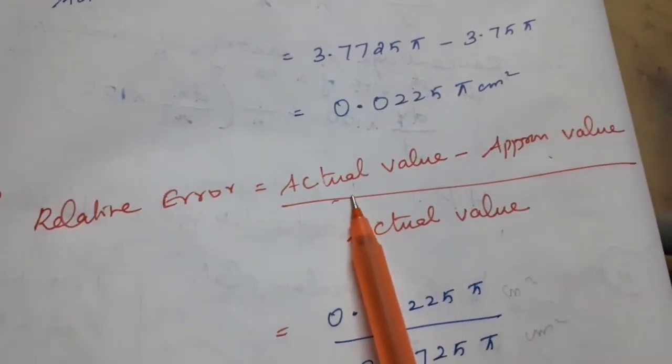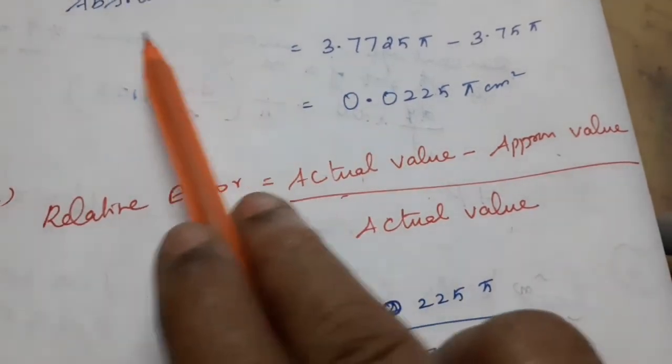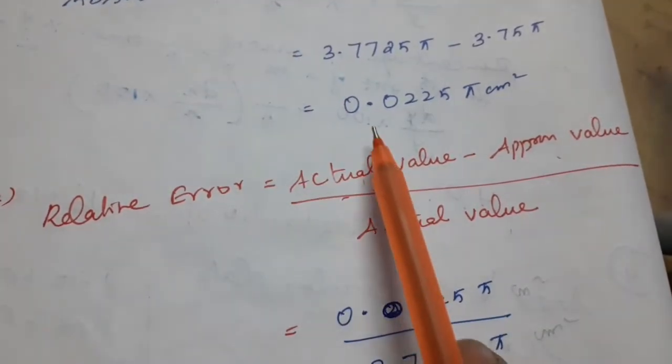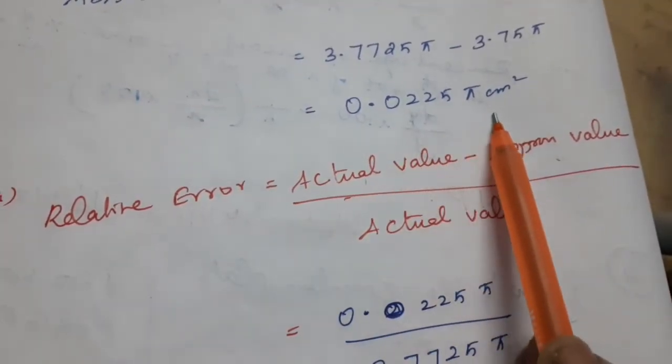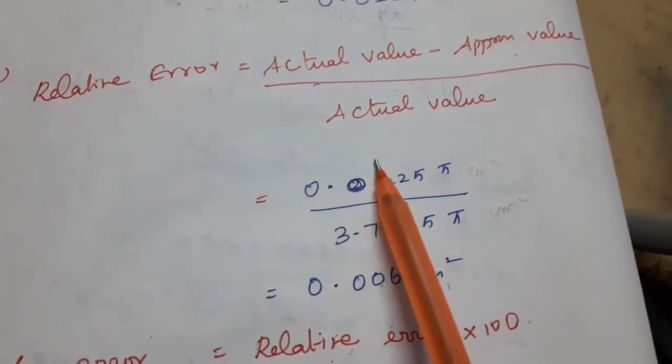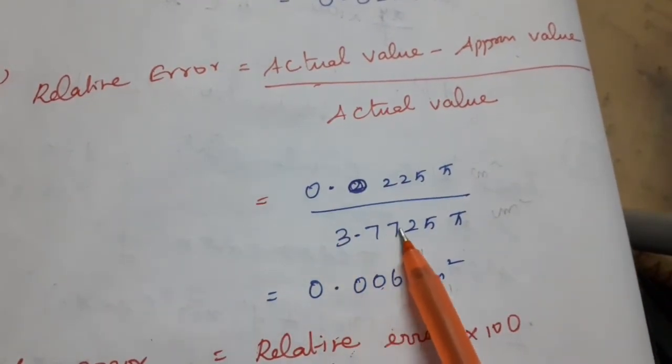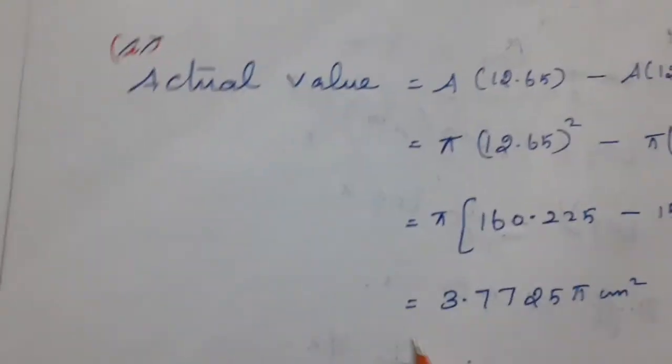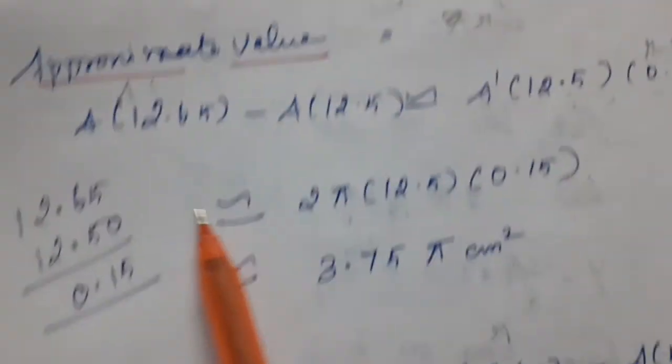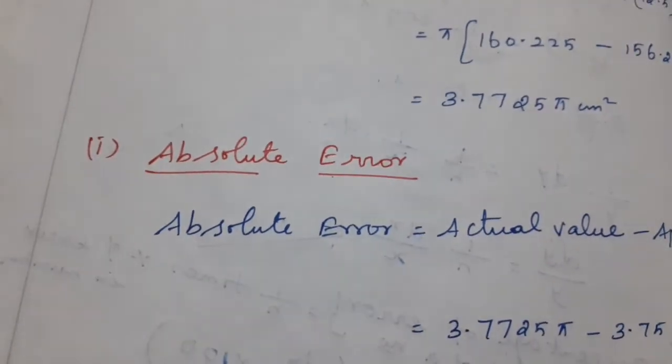Actual value minus approximate value. So substitute that, and that is the answer. Absolute error: substitute the values here. 0.0225 pi centimeter square. What is the actual value? 3.7725 pi. Already we found everything: the actual value and the approximate value. Using these, we can easily find the absolute error.